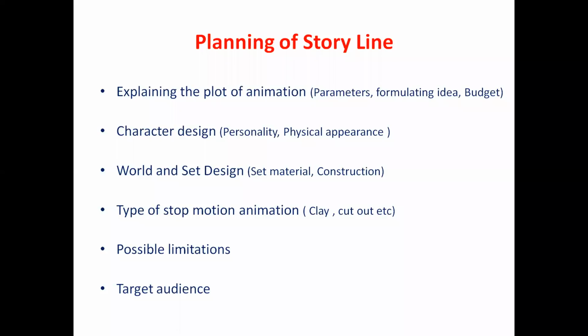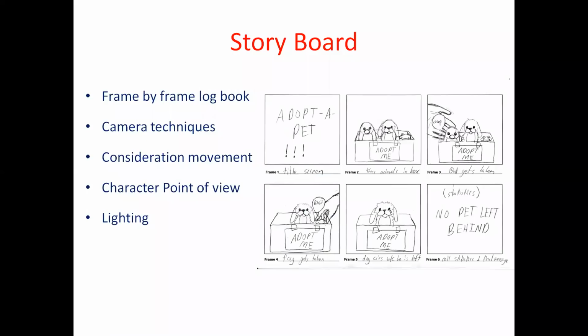And then we have to decide what type of animation we are going to do, and then the possible limitation. When we are going to take a 3D animation, we can't make a rain through stop motion animation in 3D, but we can create rain in 2D animation. And then the last one, what we have to decide is about the target audience, for whom we are going to create. So this one is called the storyboard.